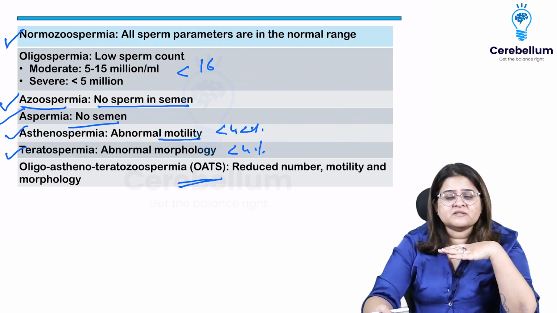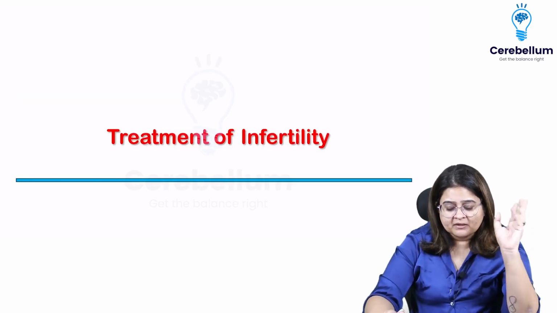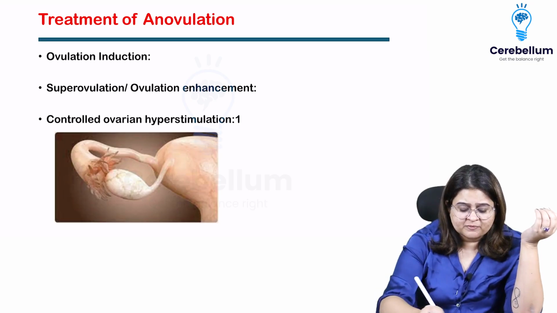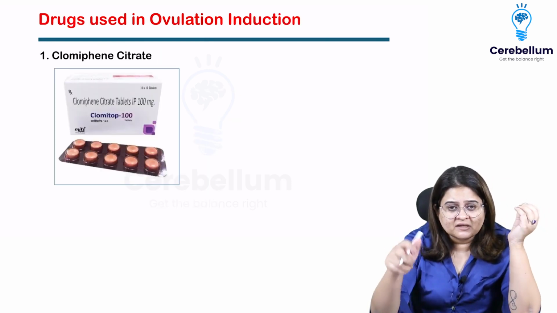And OATS means all the parameters are reduced in number. Now, coming to treatment of infertility. How do you treat infertility? The first thing is treatment of anovulation. In anovulation, primarily we are going to do what is called ovulation induction.